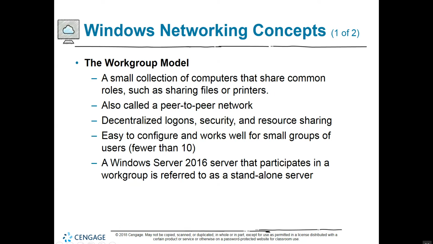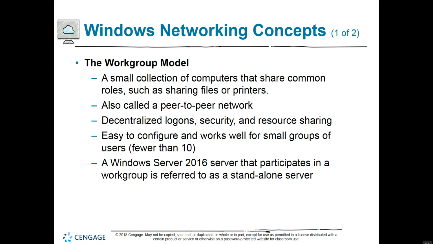So depending on what kind of network topology we're going to deal with, or how we're going to configure our network, we could have a workgroup model. It's a small collection of computers that share common roles, such as sharing files or printers. It's also called a peer-to-peer network. It has decentralized logons, security, and resource sharing. There's no core control over the entire system. Everybody just kind of comes together as a fluid or dynamic group.